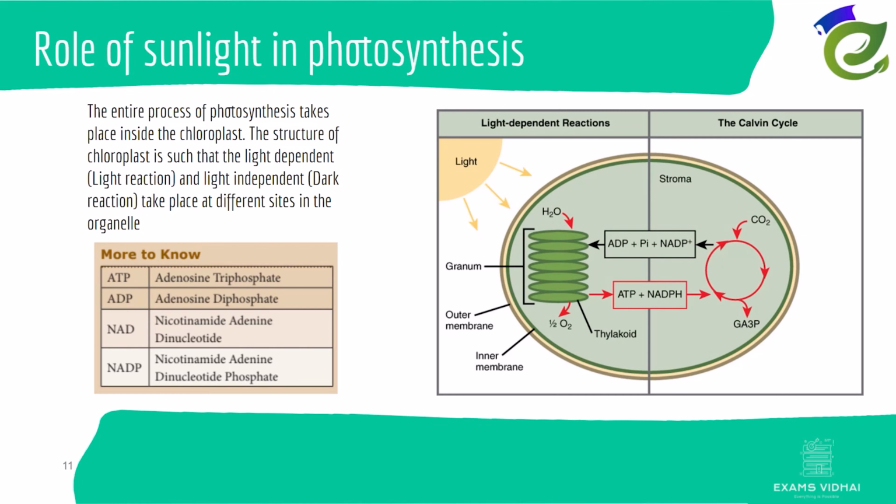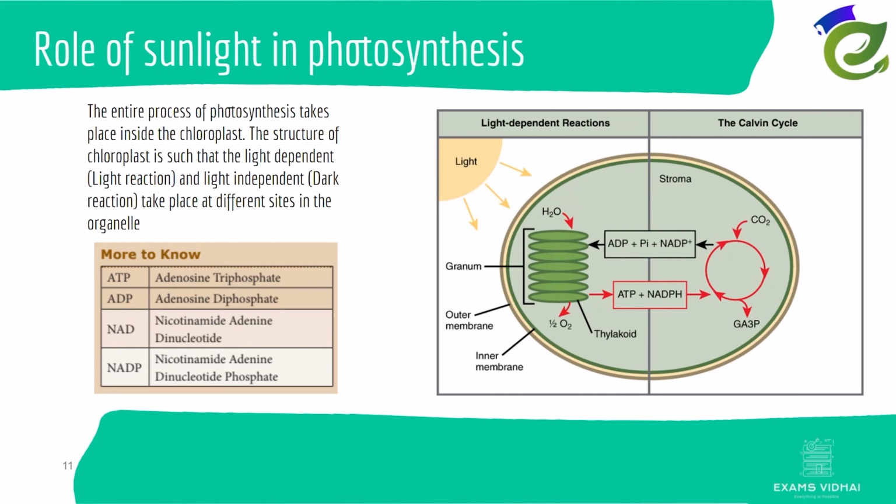Now coming to the role of sunlight in photosynthesis. The entire process of photosynthesis takes place in chloroplast. The structure of chloroplast is such that the light-dependent reaction and light-independent reaction take place at different sites in the organelle. The light-dependent reaction was found by Robin Hill in 1939. This reaction takes place in presence of light energy in thylakoid membranes of the chloroplasts. Photosynthetic pigments absorb light energy and convert it into chemical energy, that is ATP and NADPH2.